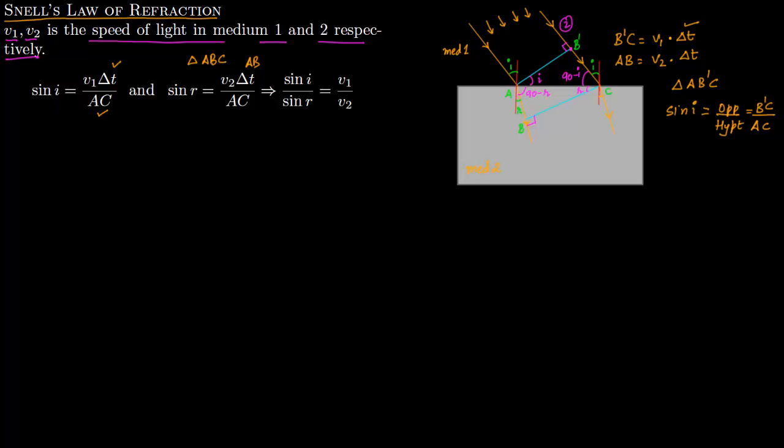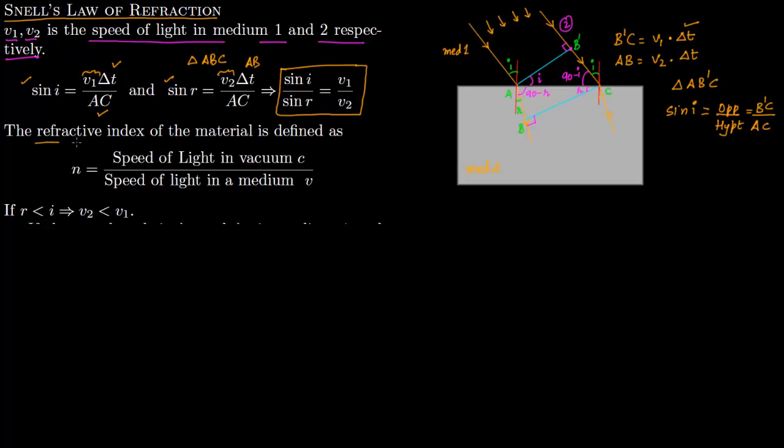Now you divide sine I by sine R. AC will cancel out, delta t will cancel out. You will just get V1 by V2. So this is the equation we get. So this is equal to Snell's law. This we will just show.